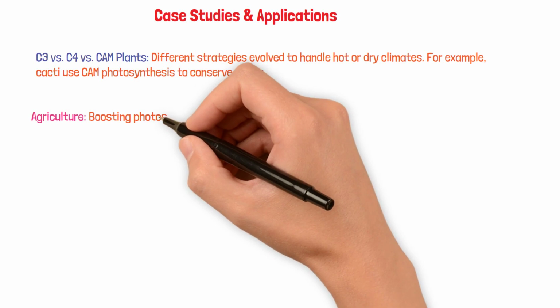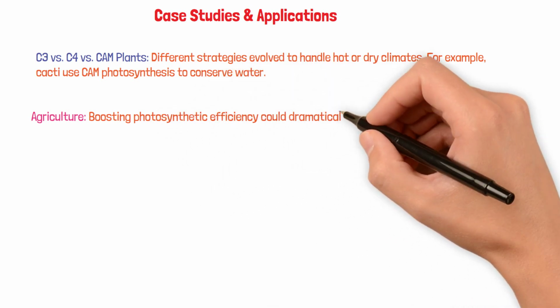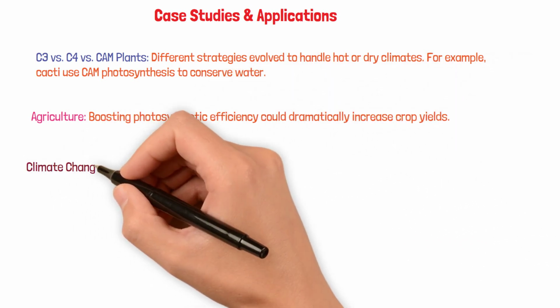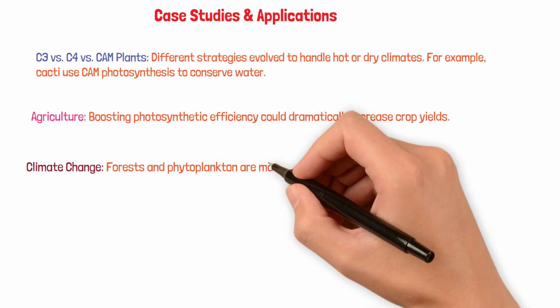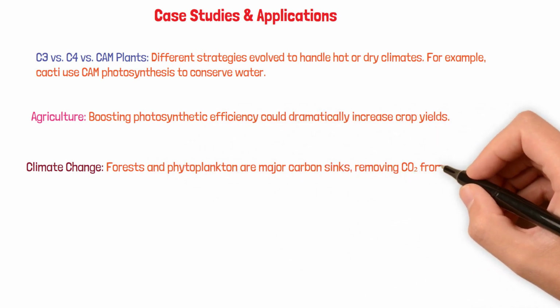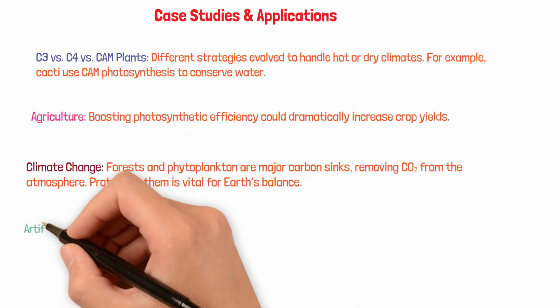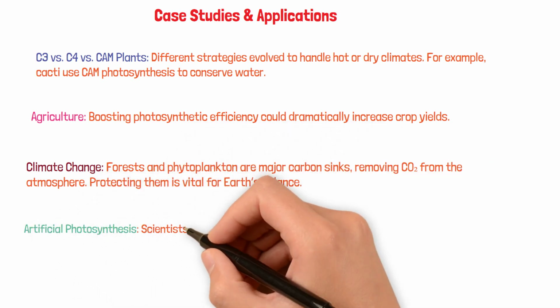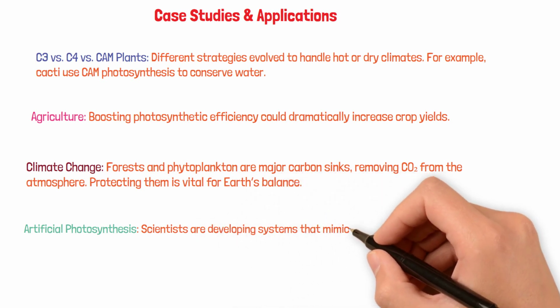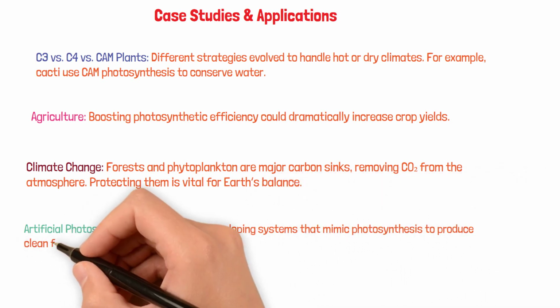Agriculture: boosting photosynthetic efficiency could dramatically increase crop yields. Climate change: forests and phytoplankton are major carbon sinks, removing CO2 from the atmosphere. Protecting them is vital for Earth's balance. Artificial photosynthesis: scientists are developing systems that mimic photosynthesis to produce clean fuels like hydrogen.